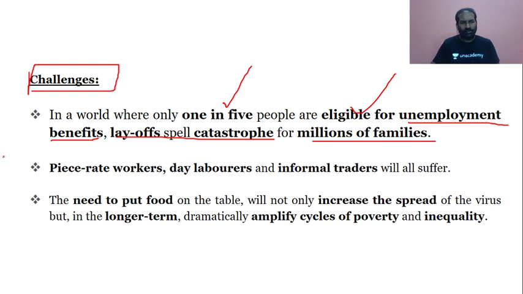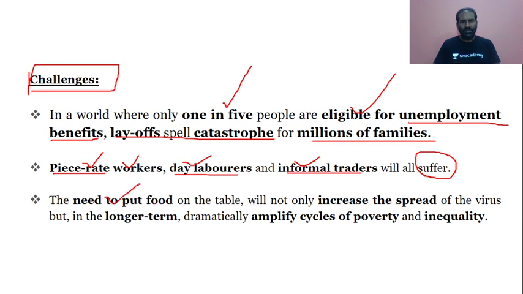And the other challenge is that the piece rate workers, the daily laborers and the informal traders will be badly hit, because global production in various sectors is almost shut down now. These are the ones who work on wages, where based on the work they get the amount. So those people, daily laborers and informal traders, would be badly hit. These are the ones who have to be protected.